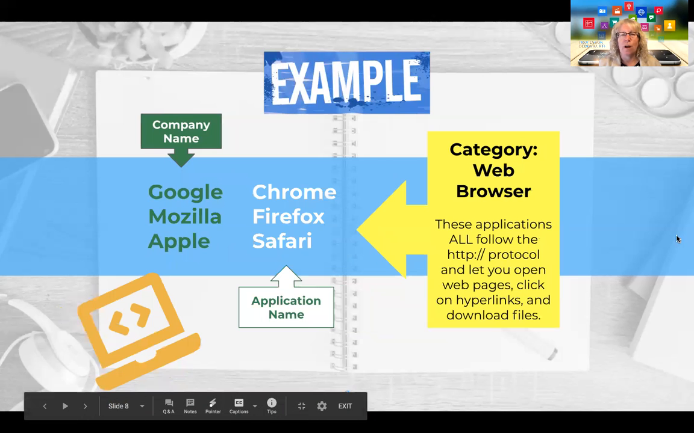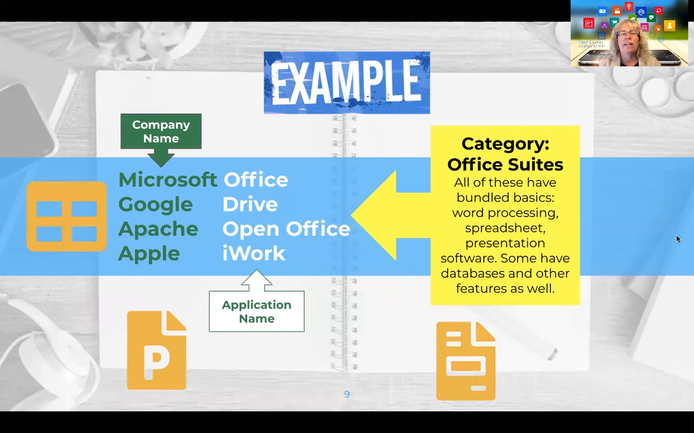So let me jump past the web browser slide. Let's look at a little bit more of a complicated one. So this category is office suites. And all a suite is, it's not like a really nice room in a hotel somewhere at the top floor. That's not a suite. Okay, that is a suite, but that's not the suite we're talking about here. What we're talking about here is a package of software that combines several different programs when you get the package.